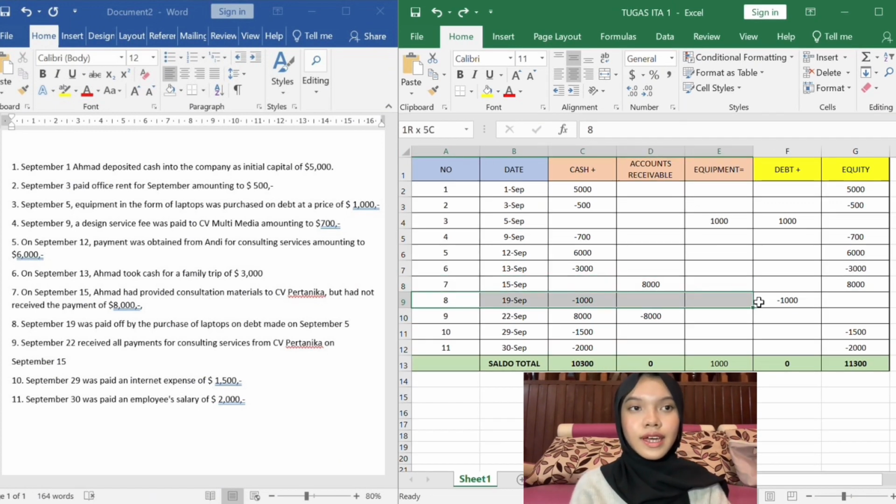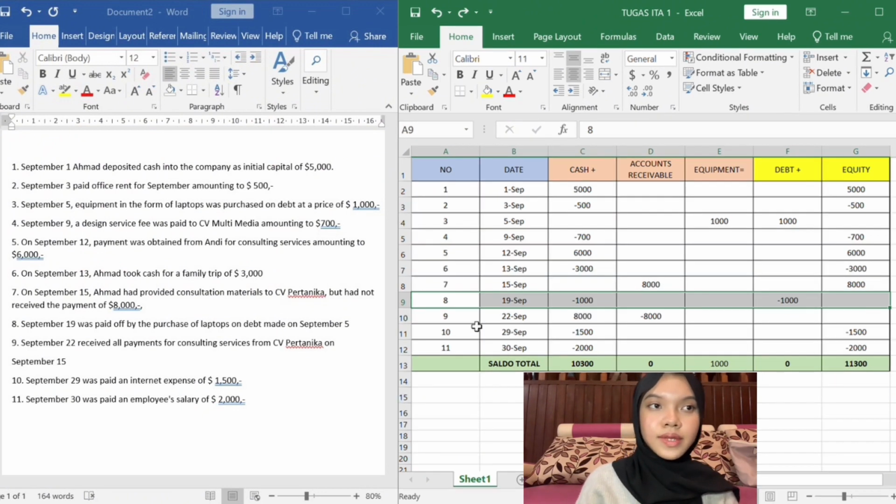Number 8. September 19 was paid off the purchase of laptops on debt made on September 5. It adds into the cash table, but the cash decreased $1,000 because the laptop was paid off, and also adds into the debt table, but the debt decreased $1,000 because it paid the debt made on September 5.